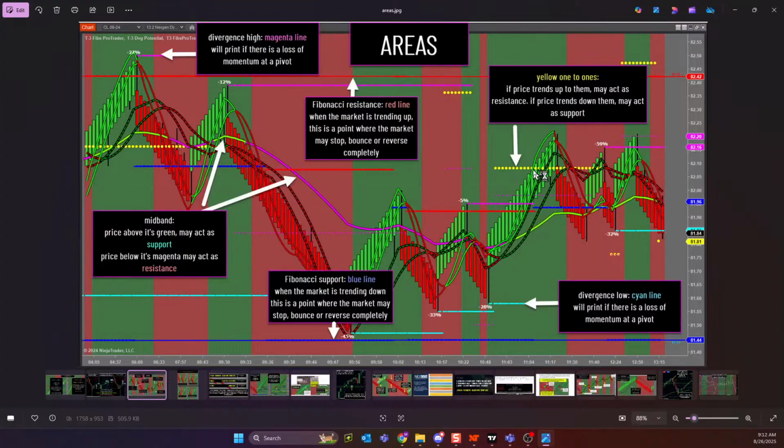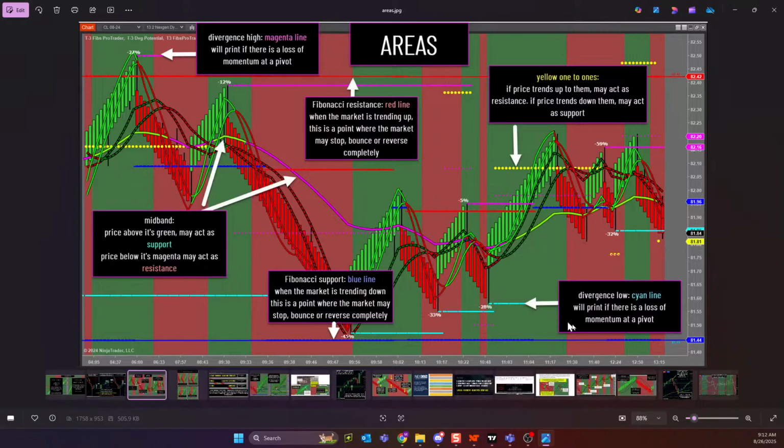You'll also see yellow 1-to-1s on your chart. Yellow 1-to-1s are fibs in the moment, guys. And in an uptrend, they can be resistance. In a downtrend, they can be support. And then you're going to see a mid-band. When the mid-band is magenta, it means price is trading below it. It may behave as resistance. When it is green, price is trading above it, that mid-band may be support.